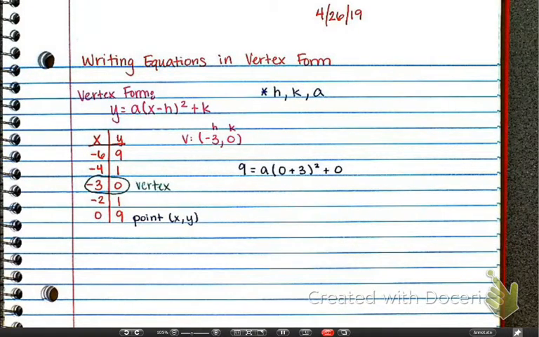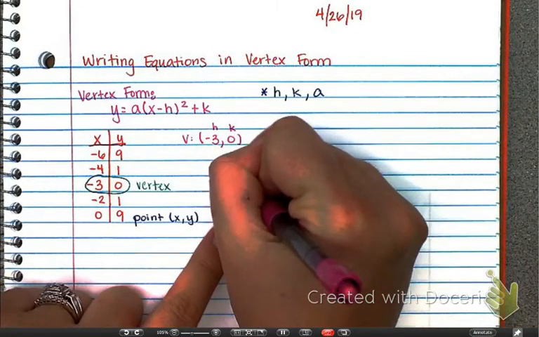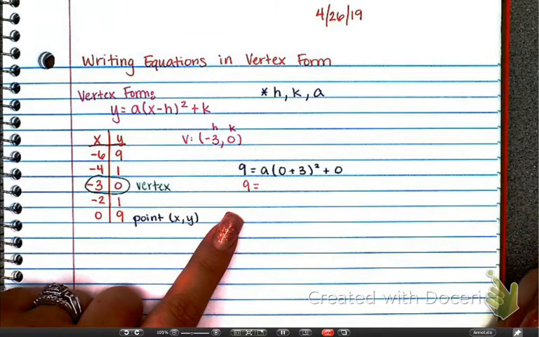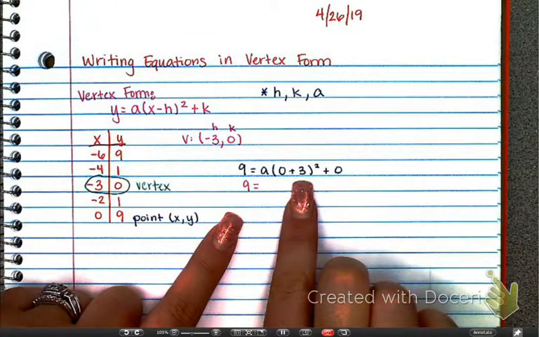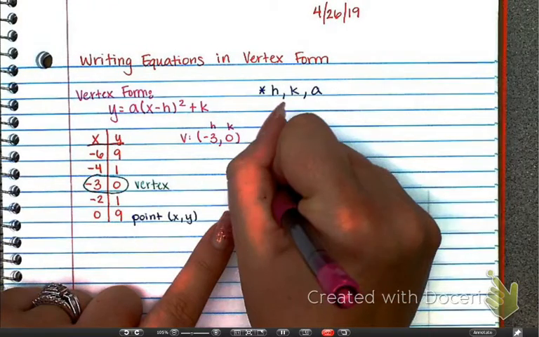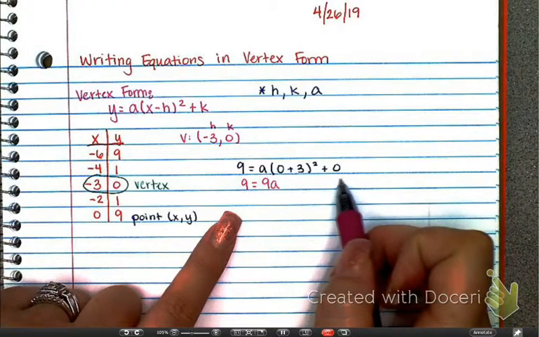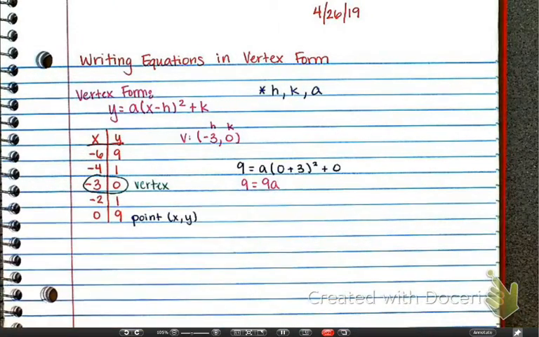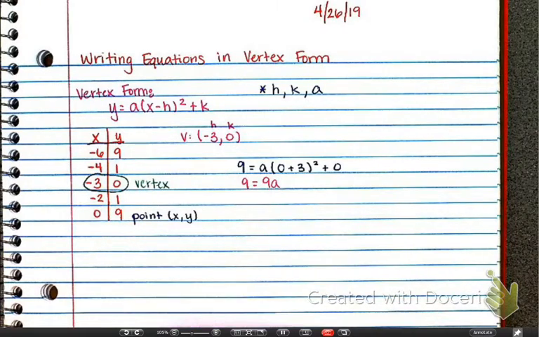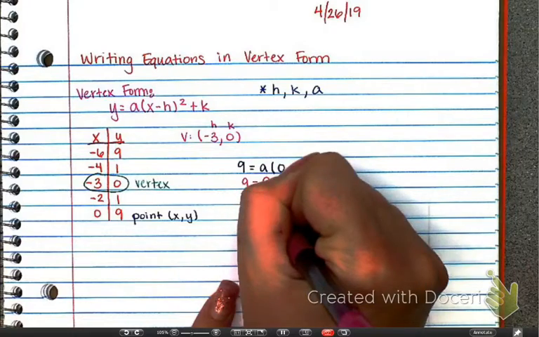Can I solve something like this? Yeah. So 9 equals 0 plus 3 is 3. 3 squared is 9. So a times 9 is 9a. Do I need to add this 0 at the end? No. Okay, so what would I do to get a by itself? Divide by 9. So a equals 1.